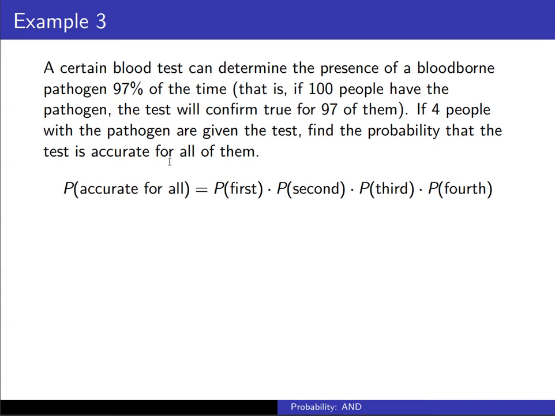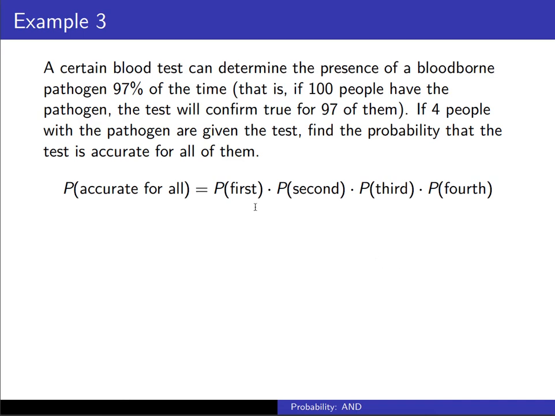Find the probability that the test is accurate for all of them. Well, the probability that it's accurate for all is the probability that it's accurate for the first times the probability it's accurate for the second, times the probability it's accurate for the third, times the probability it's accurate for the fourth. These are independent events because the first person's outcome is not impacted at all by the second person's outcome, and vice versa. Each of these events is independent because none of the outcomes has an effect on the others. So this is just our multiplication rule extended out to 4 people instead of only 2.